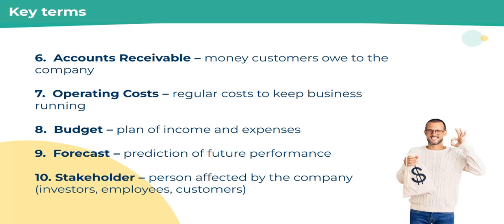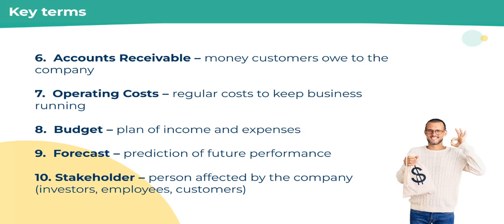Okay, so we've got a second screen here with some more key terms related to our lesson. Number 6, accounts receivable. So this relates to money customers owe to the company. We like accounts receivable. Number 7, operating costs. Regular costs to keep businesses running. So a business has operating costs, and these are the regular costs to keep it running.